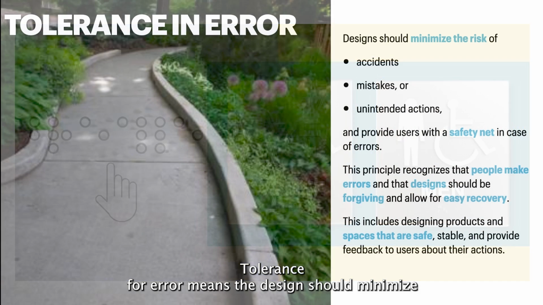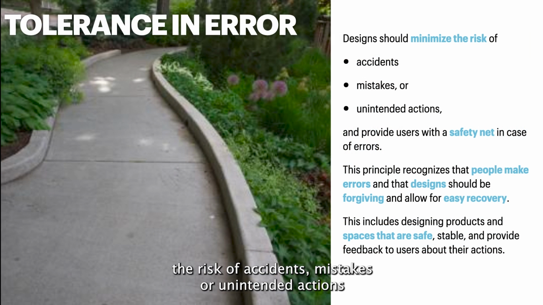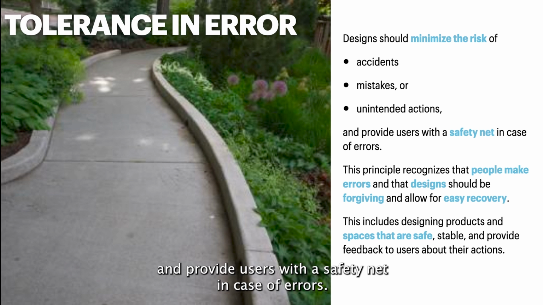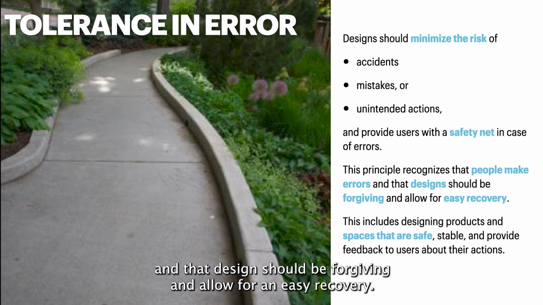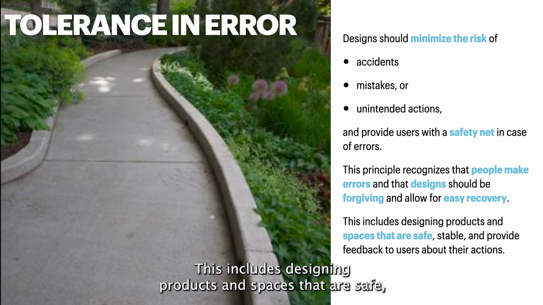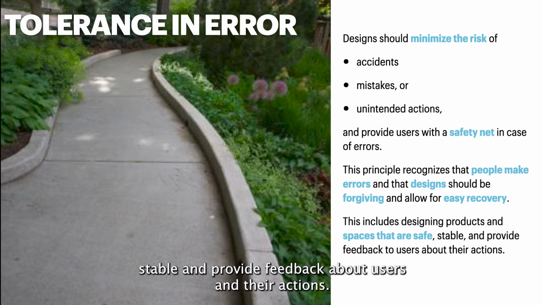Tolerance for error means the design should minimize the risk of accidents, mistakes, or unintended actions, and provide users with a safety net in case of errors. This principle recognizes that people make errors and that design should be forgiving and allow for an easy recovery. This includes designing products and spaces that are safe, stable, and provide feedback about users and their actions.